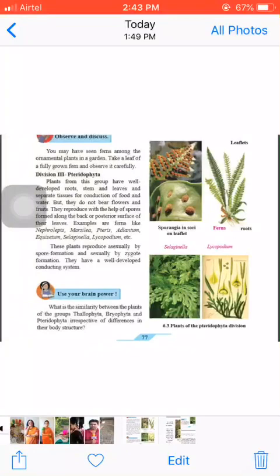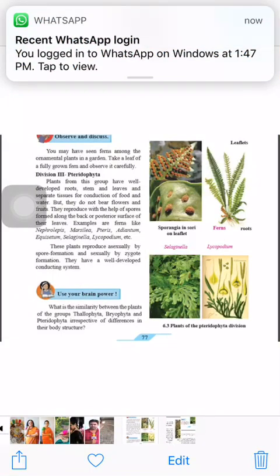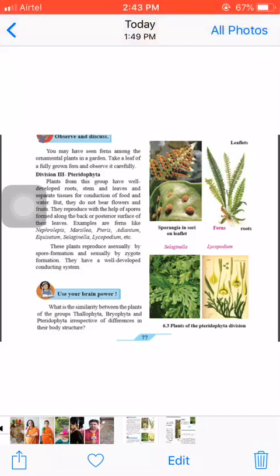They reproduce with the help of spores formed along the back or posterior surface of their leaves. Examples are ferns like Nephrolepis, Marsilea, Pteris, Adiantum, Equisetum, Selaginella, Lycopodium, etc. These plants reproduce asexually by spore formation and sexually by zygote formation. They have a well developed conducting system. Now, one by one, we will understand the terminology.